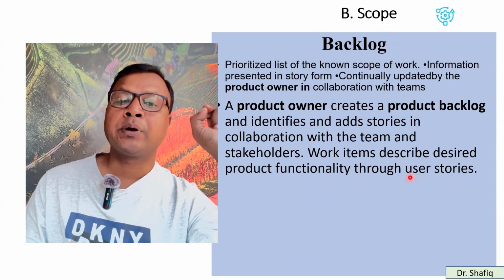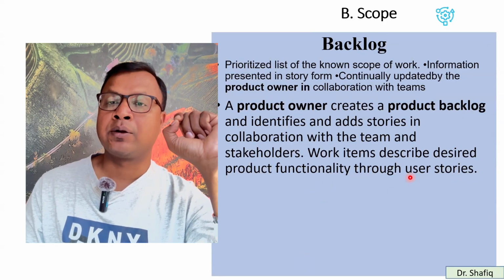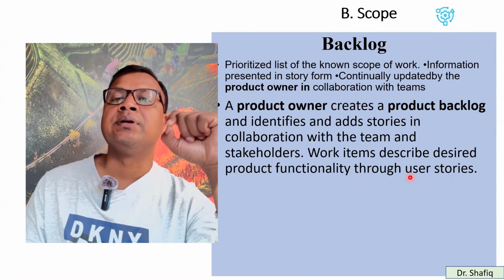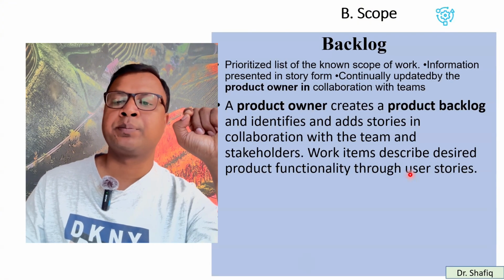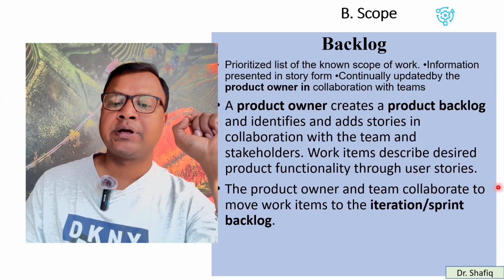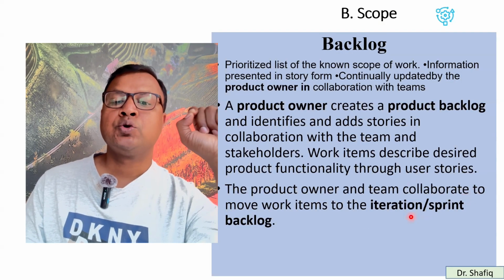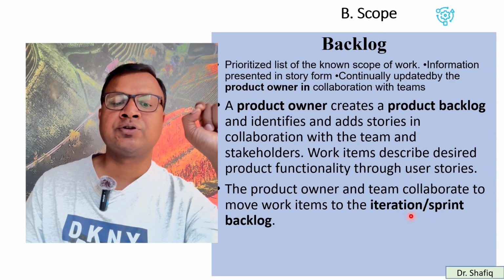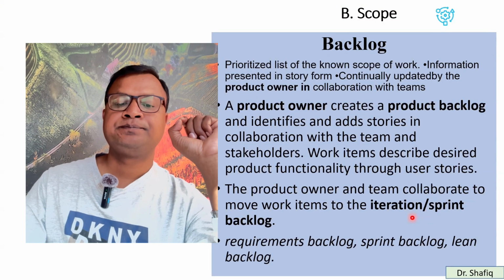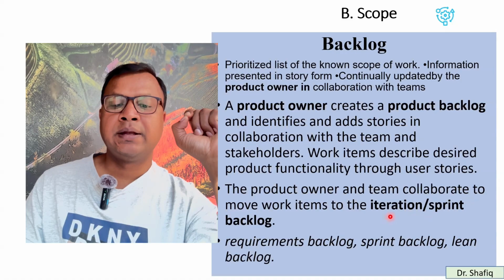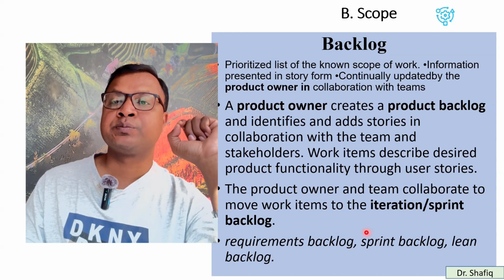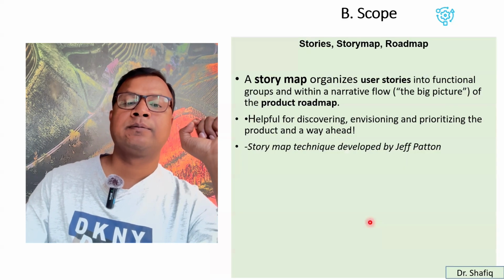Mind it that the product owner prepares the product backlog and the team only implements that one. They do not prepare the product backlog. And the product owner and the team collaborate to make the iteration sprint backlog. And they also make requirements backlog, sprint backlog, and lean backlog.